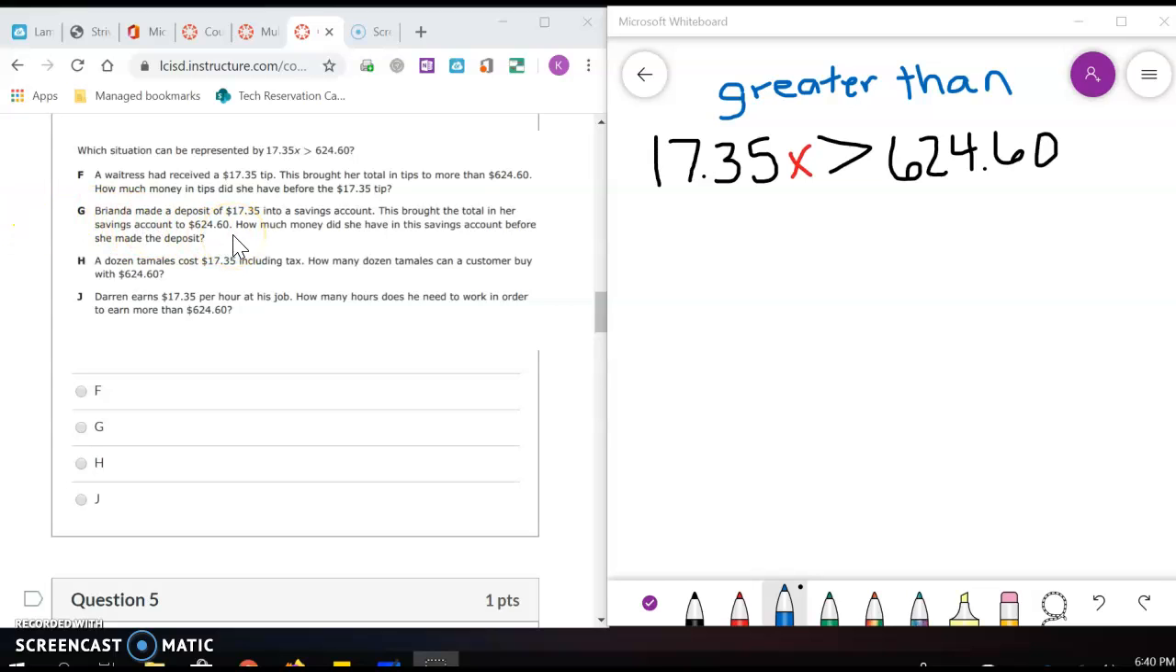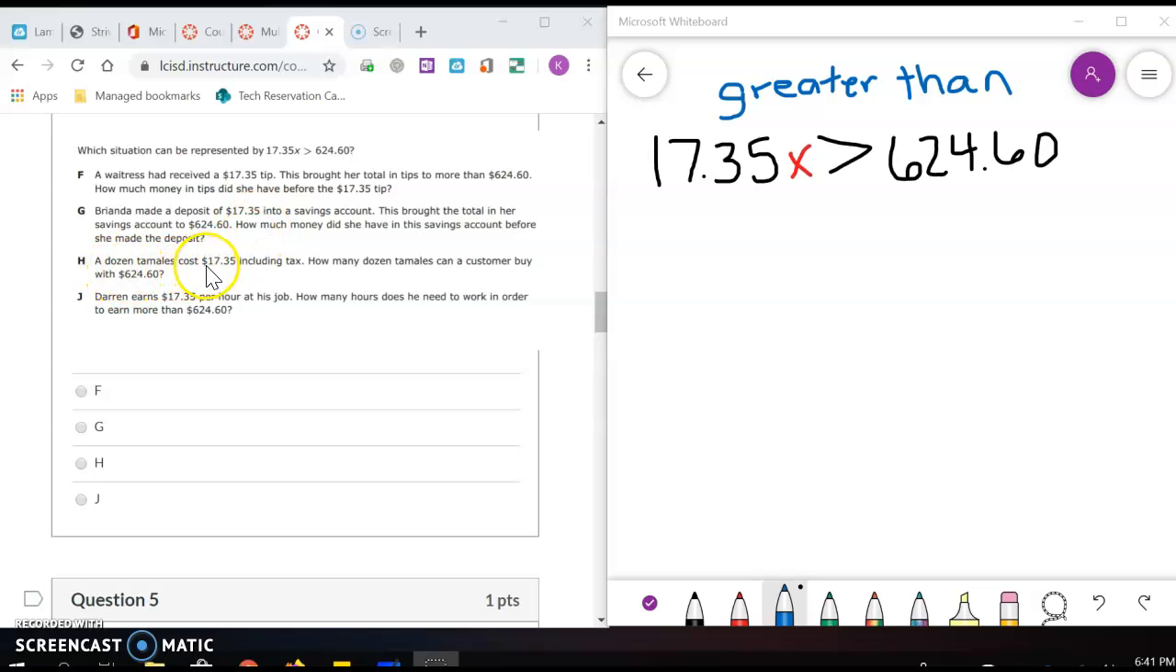G, Brianda made a deposit of $17.35 into a savings account. This brought the total to $624. Again, total. That word is adding. So we would not add our tip or our deposit to what we had. Sorry, we would not multiply it like it is in this equation to what we had. We would add it. So G is out as well.